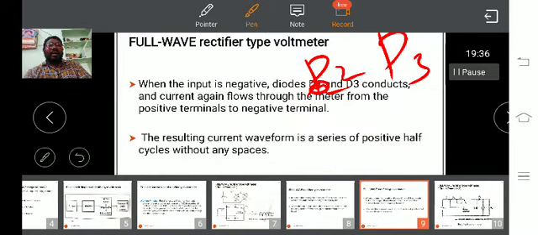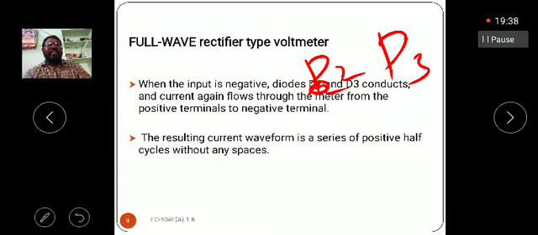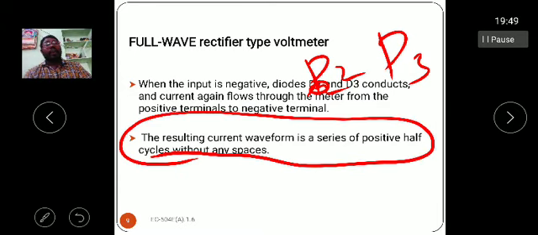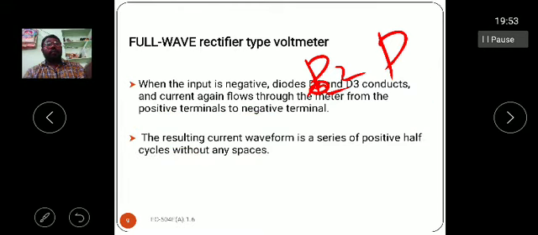The resulting current waveform is a series of positive half cycles without any spaces. This is the principle of the full wave rectifier circuit.